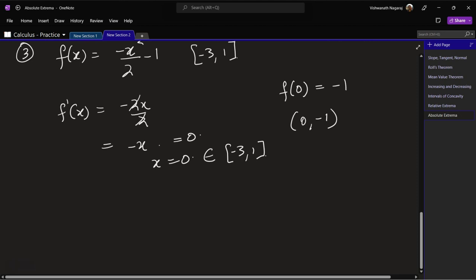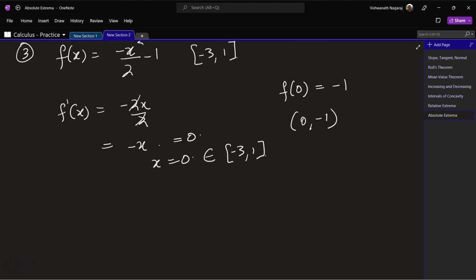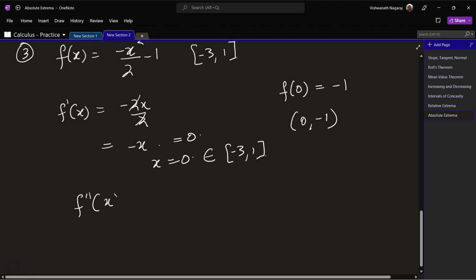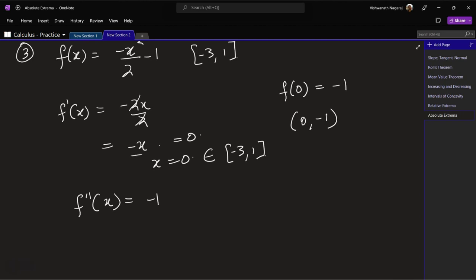Now we have to figure out whether it is concave up or concave down. So f double prime of x is equal to minus 1. Differentiating this, which is negative. So it is going to be concave down.